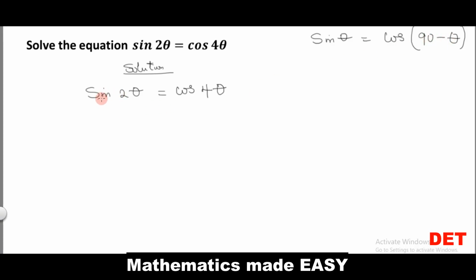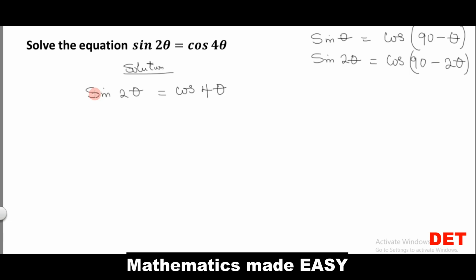So sine theta is equal to cos 90 minus theta. So instead of writing sine theta here, I'm going to write cos 90 minus theta, alright? But what I have here is sine 2 theta. So if sine theta is equal to cos 90 minus theta, sine 2 theta will be equal to cos 90 minus 2 theta.